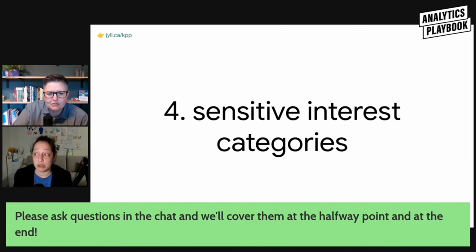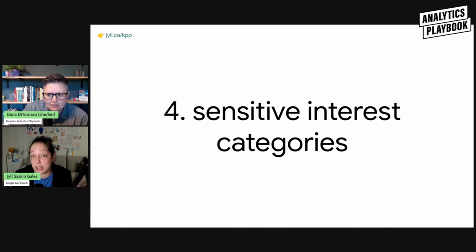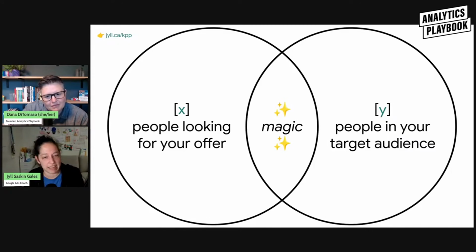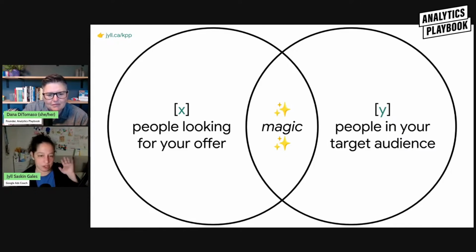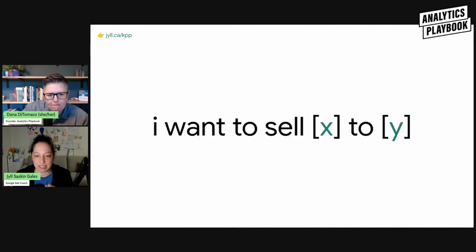Or maybe you're trying to reach people based on religion, race, ethnicity, sexual orientation, which, newsflash, you cannot do. Or can you? Let's come back to our Venn diagram here, okay? There's a universe of people looking for your offer, and there's a universe of people who are in your target audience, X and Y. And so whenever I'm just starting to put a targeting strategy together with one of my Google Ads coaching clients, I always get us to try to do this one simple sentence.